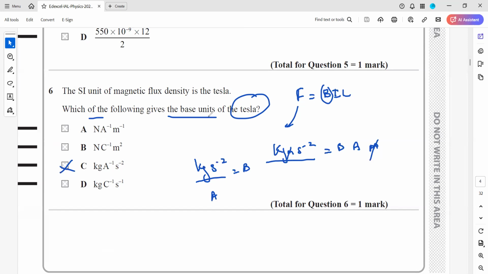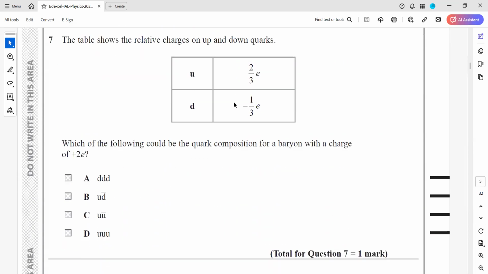So it will be kilogram ampere inverse second to the power -2. But it will work with any formula which you remember related to magnetic field.